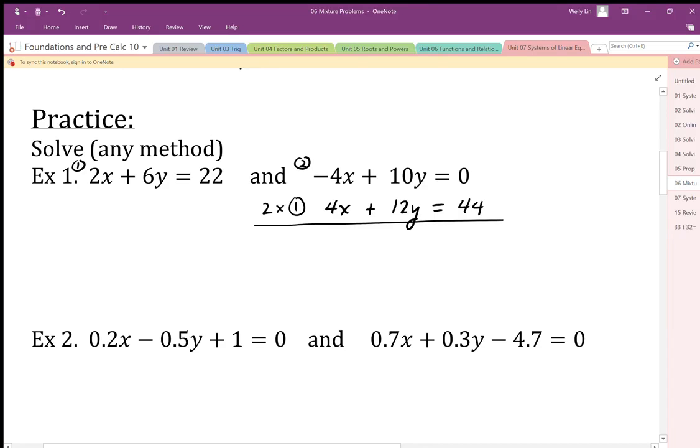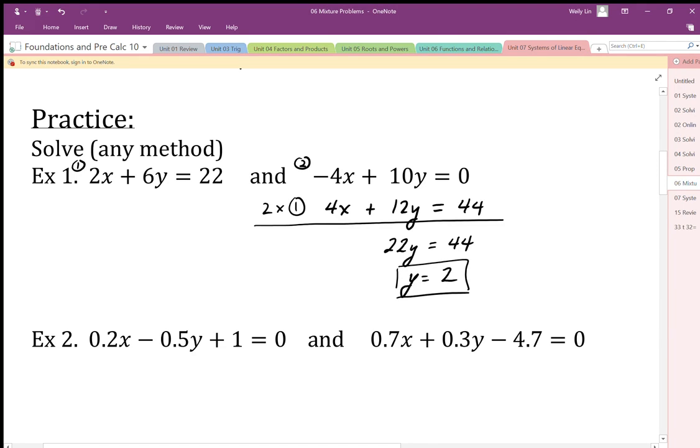So I'm going to add in this case. I have a zero pair of x's, so I end up with 22y is equal to 44. That allows me to solve for y. I've eliminated one of the variables. I just have y left to solve for. So y is equal to 2. There's my solution for y.